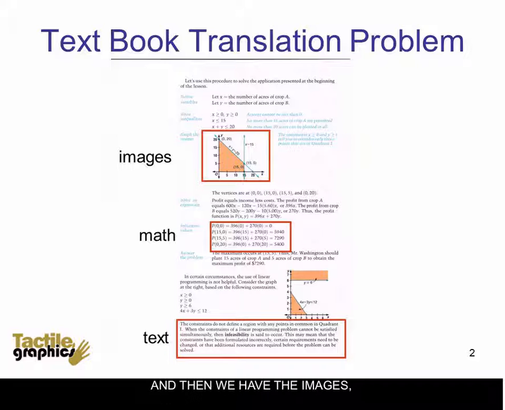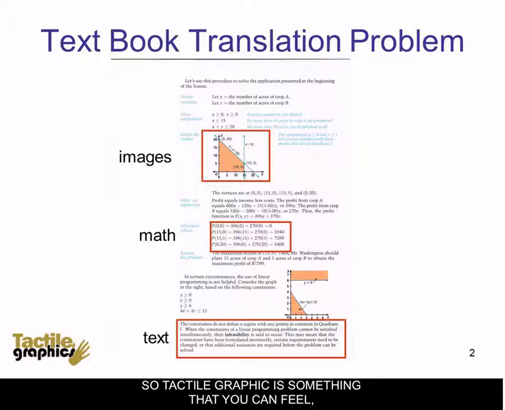And then we have the images, and these images can be quite complicated. One way to access an image would be to have perhaps a description of it. But this is a pretty challenging image, the one I'm showing here. It shows the intersection of four hyperplanes. Two are the X and Y axis, one is a vertical line, and one is a diagonal line, and they each have an equation associated with them.